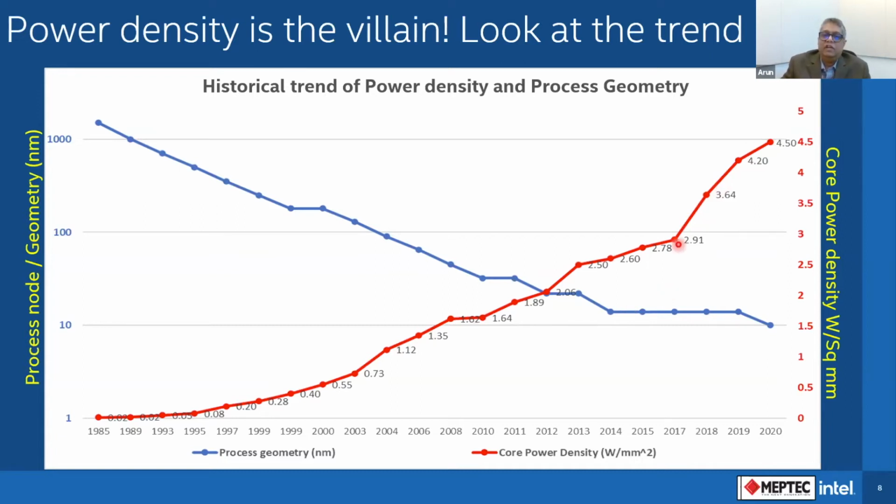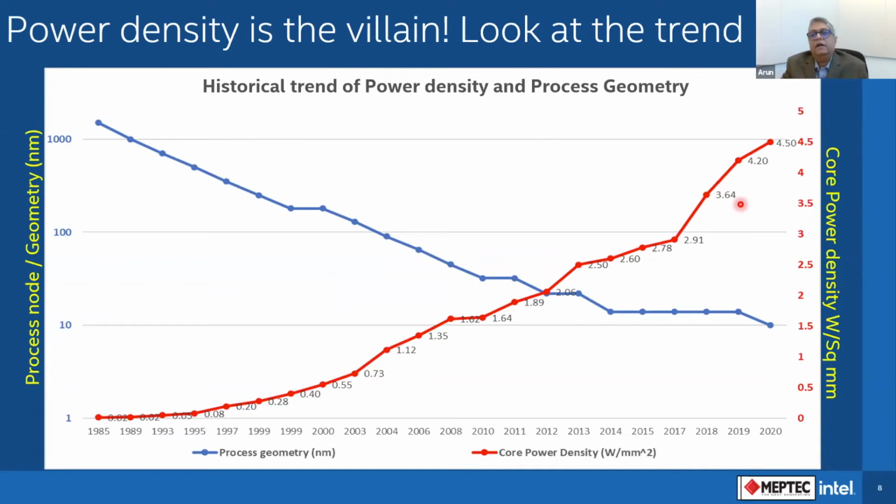The reason is that we come up with new innovations and increase the single core, single thread frequencies. And as the frequency increases, so does the power. So hence the power density is going high. So it is not uncommon to see 4 to 4.5 watts per square millimeter.